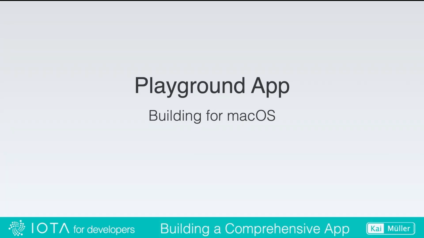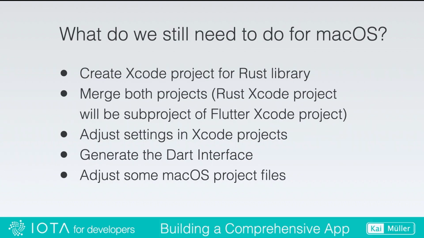Hi! This video demonstrates the final steps to get the Playground app running on macOS. For macOS and iOS we still need to create an Xcode project responsible for building the Rust library. The project is merged as a sub-project into the main project.